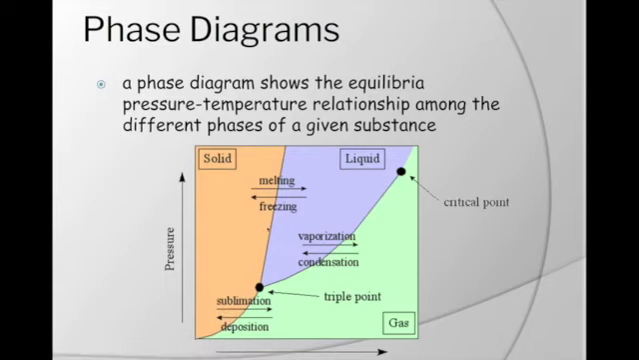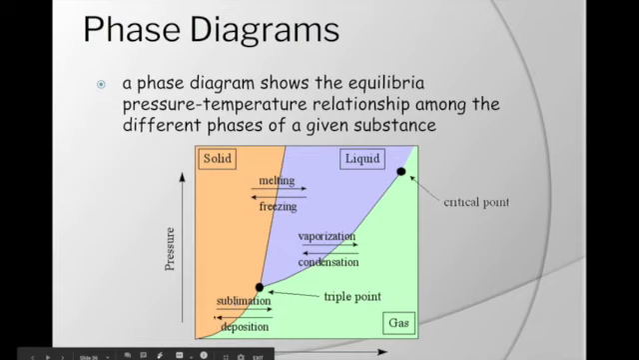So for example, in between solid and liquid, if a solid goes to a liquid, it melts. A liquid to a solid would be freezing. If it's in between a liquid and a gas, you have your vaporization, also known as evaporation, going from a liquid to a gas, and then condensation, going from a gas to a liquid.